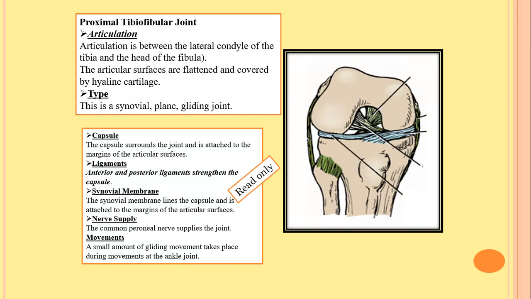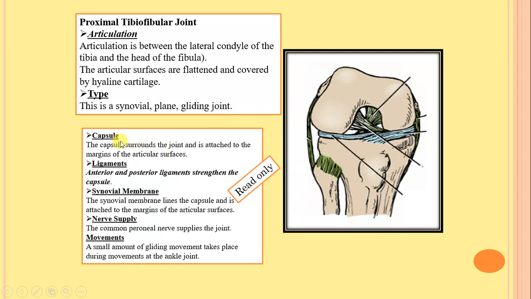And this is the sequence I say to you people, that in this manner you should focus, you should find your answers. Here is the proximal tibiofibular joint. First of all, you want to know its articulation, between the lateral condyle of the tibia and the head of the fibula. The articular surfaces look flattened, covered by hyaline cartilage. Here we can see it. And then the type is synovial plane gliding, because they are flattened surfaces.